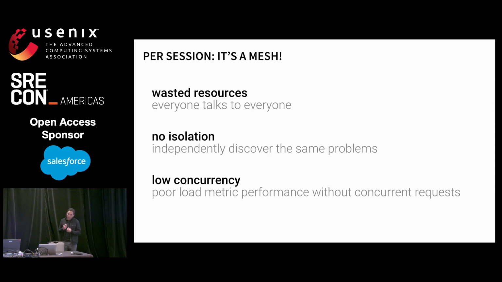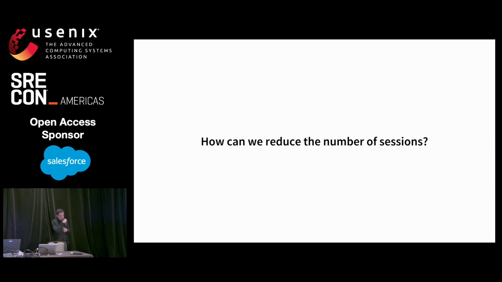And finally, when you're using these load metrics that are embedded on the client, if you don't have enough concurrency on the client, you end up having these low fidelity metrics that, when you compare them, don't really give you a lot of meaningful data. So you actually have to increase the concurrency per session so the load balancer can do relatively meaningful comparisons. So this begs the question of how can we reduce the number of sessions to combat some of these problems.